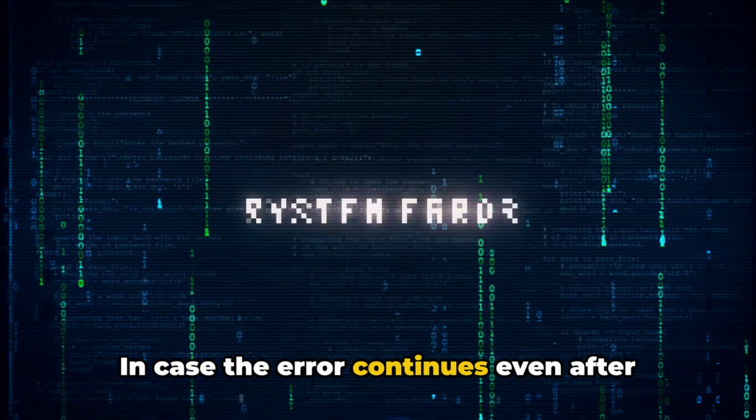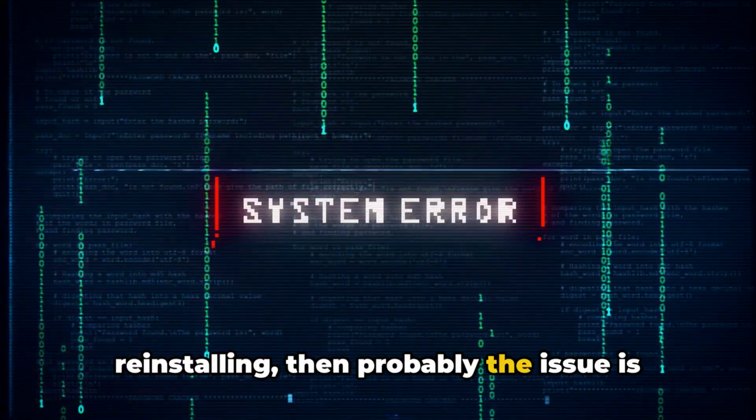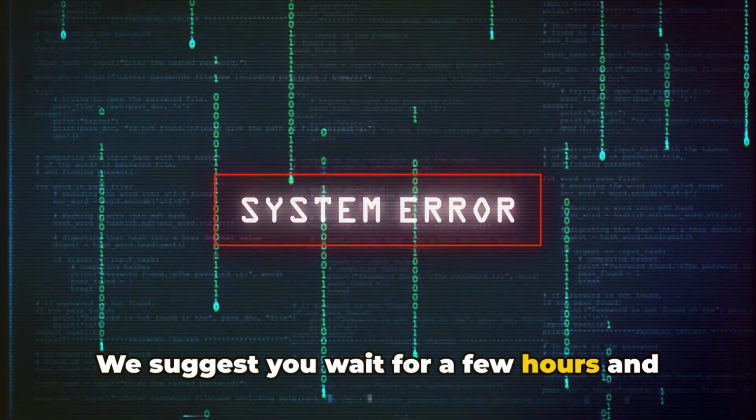In case the error continues even after reinstalling, then probably the issue is from the system side. We suggest you wait for a few hours and then try again.